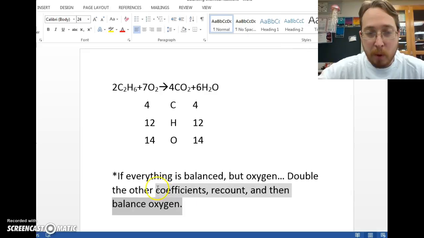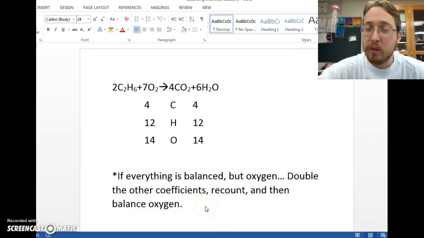We'll have to remember this bonus rule when we're doing combustion reactions, because if the oxygens aren't even, this will be what we need to do to balance it.